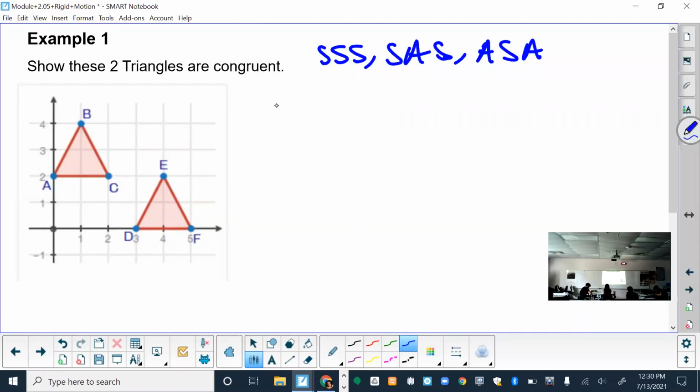It would probably be best to use side, side, side to prove that these are congruent. All right, because since this is on a coordinate plane, we can figure out the length of each side. Do you remember what formula we used to find that? To find the distance from like A to C.